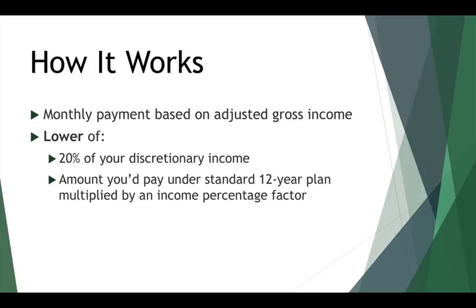Here's how it works. Your monthly payment, if you choose to enter income contingent repayment, is based on the lower of 20% of your discretionary income, or the amount you'd pay under a standard 12-year repayment multiplied by an income percentage factor. And I know that sounds a little bit complicated, so we're going to walk through both of them.